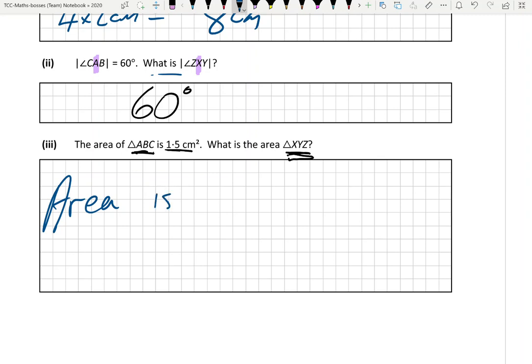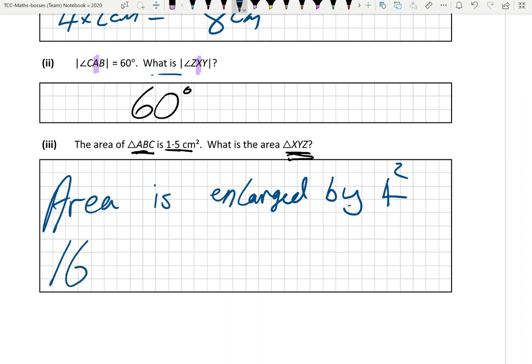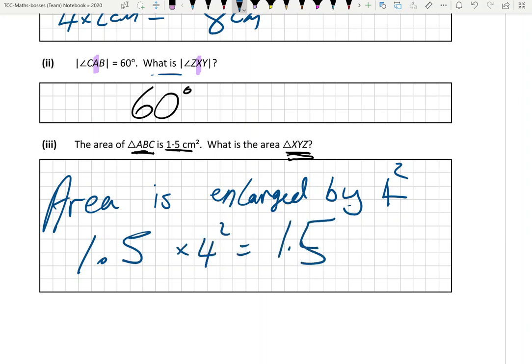is enlarged by 4 squared, which is 16. So we're going to times 16 by 1.5. Okay, that's your calculation, which is 24 when you put that in the calculator. So the answer is 24 centimeters squared.